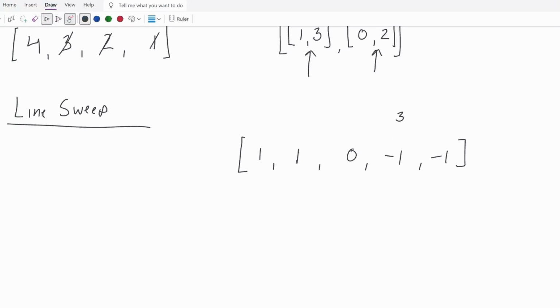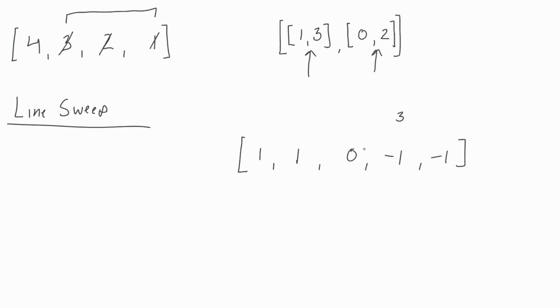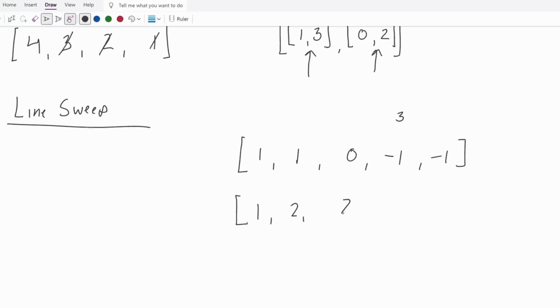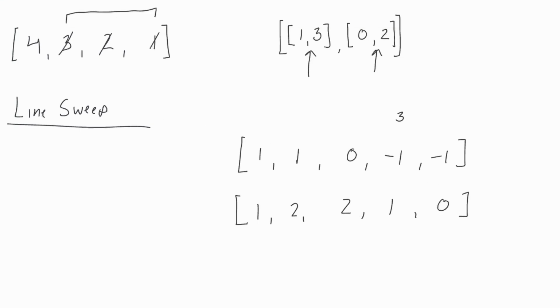Okay, so how do we actually use this? Now if we go and actually sum everything up, we'll have 1, 2, 2, and then we have -1. So we'll subtract 1 from here. So we'll have 1 and then 0. Now what we can do is compare this to our original array. So let's compare each spot.